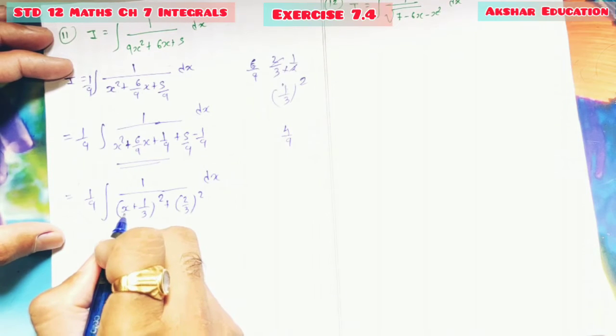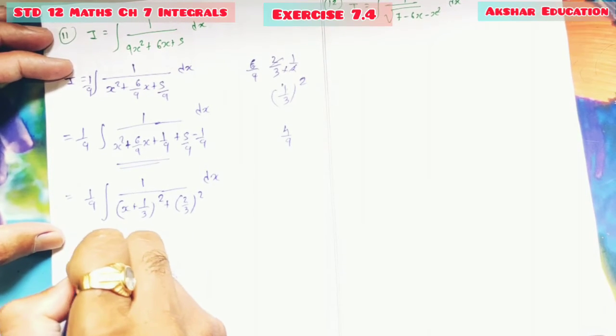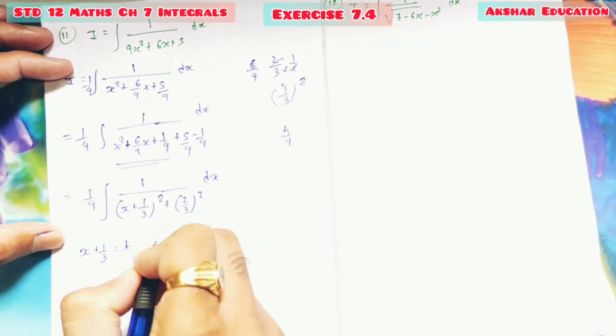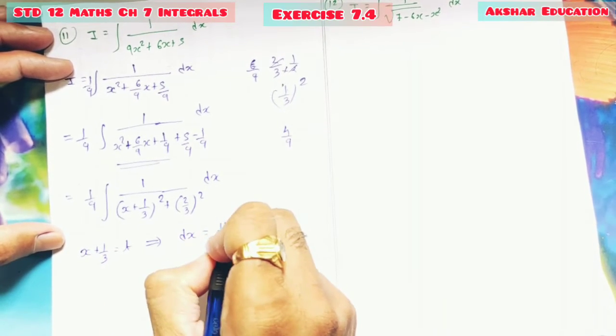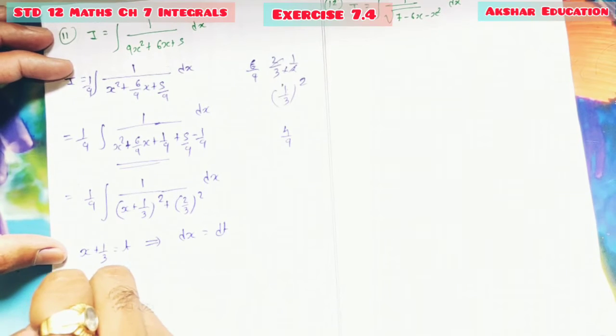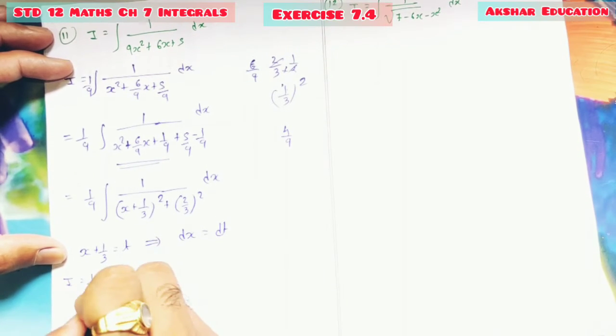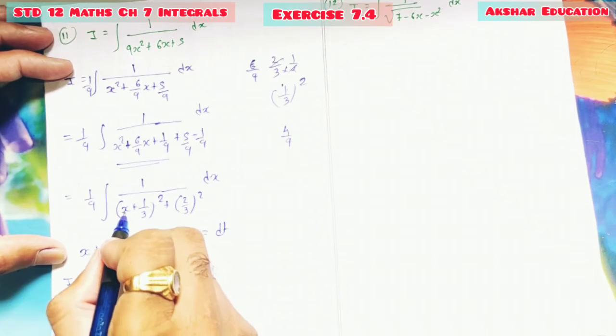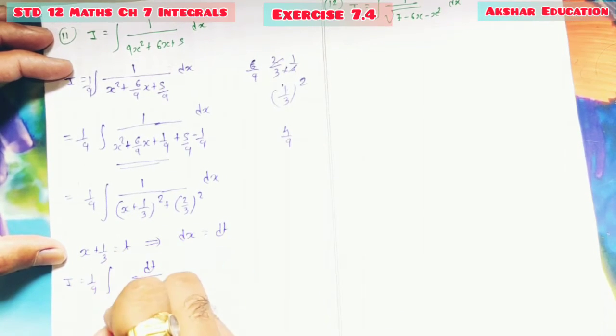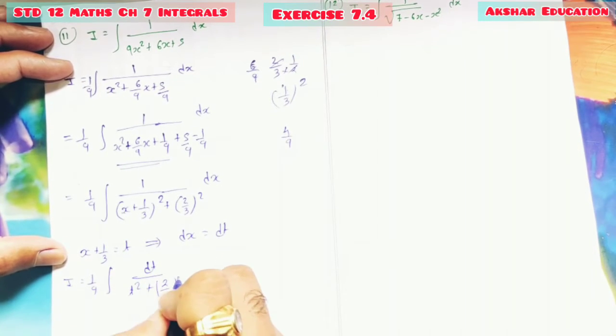How? If we take x plus 1 by 3 equal to t, then differentiating on both sides, dx equal to dt. So integration I is 1 upon 9 integration of dt, and the denominator x plus 1 by 3 is t square plus (2 by 3) whole square.